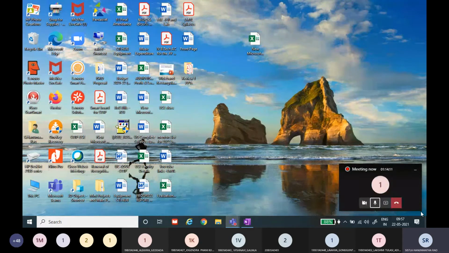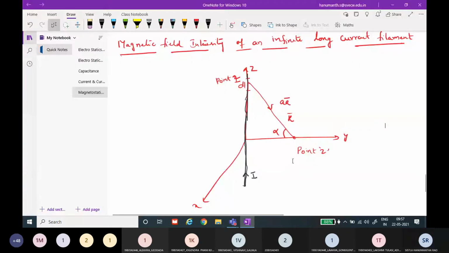Okay, we will start our class on it. The infinite long current filament is that black color line. You should understand this is the case. That current is traveling along the z direction, and I should consider a small portion, a differential length dl. So point 1 is a source point and point 2 is an observation point.